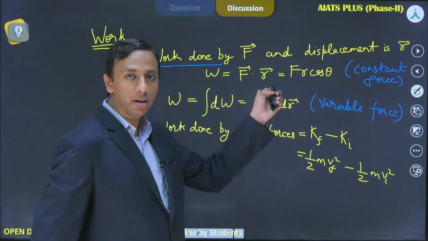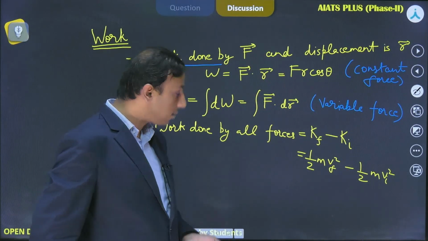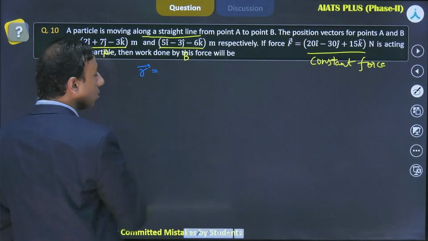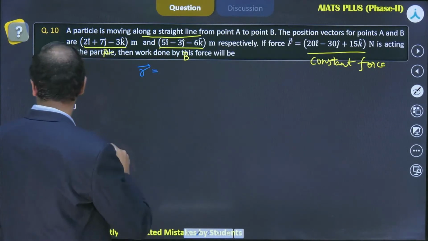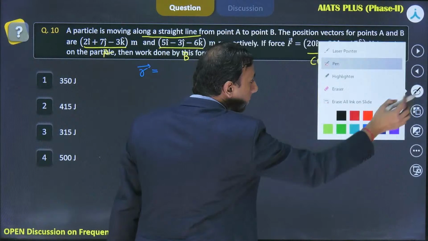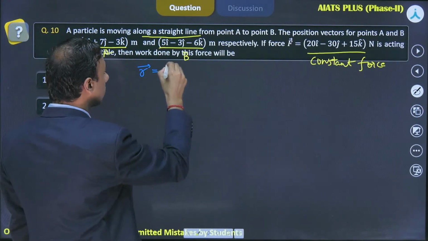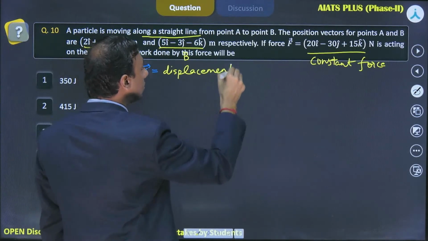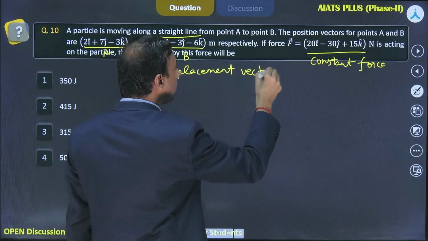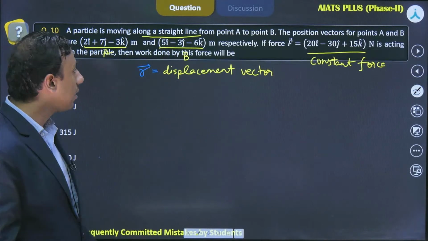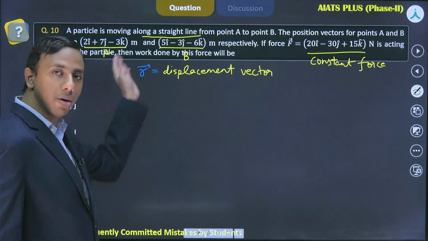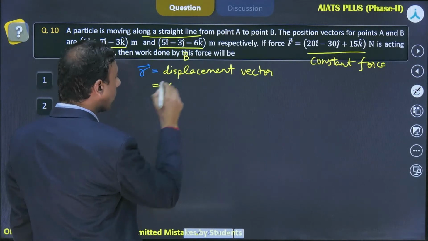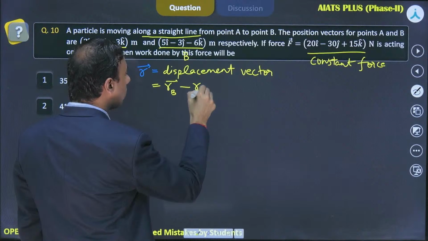The F vector is already given, but how will we find the R vector? R vector is your displacement vector. And how will we find the displacement? Final position minus initial position. Final and initial are given. It is going from A to B. So how will we find this? It will be nothing but final, which is B, minus initial, which is A.